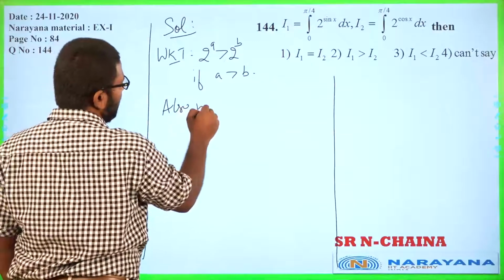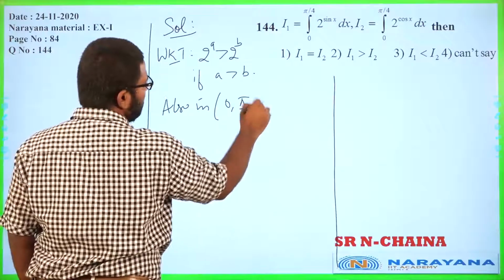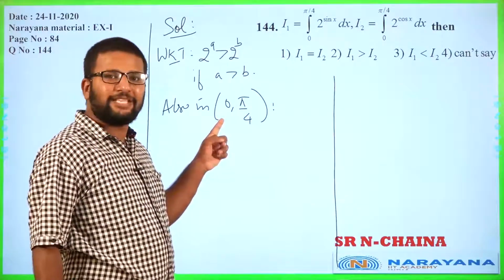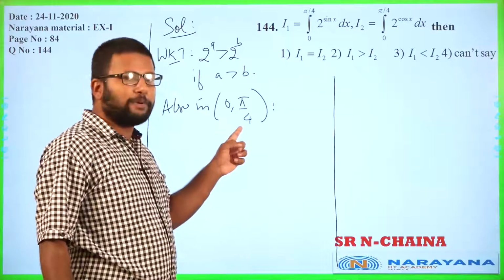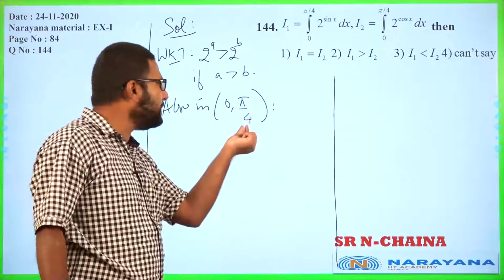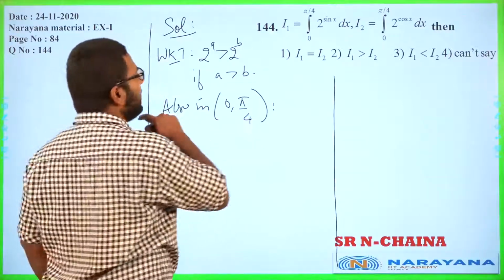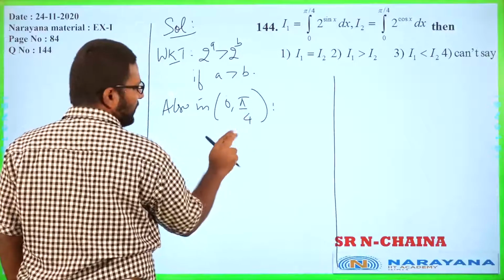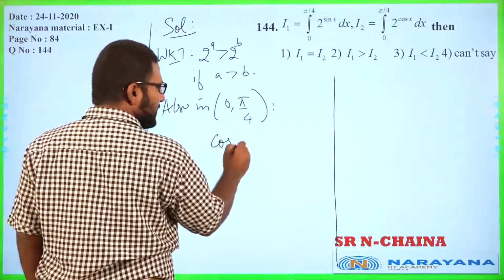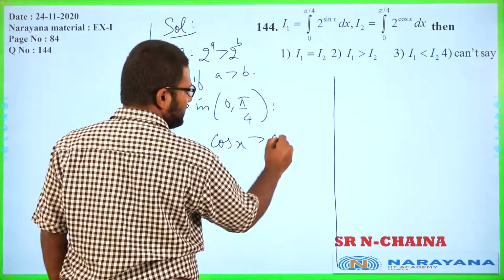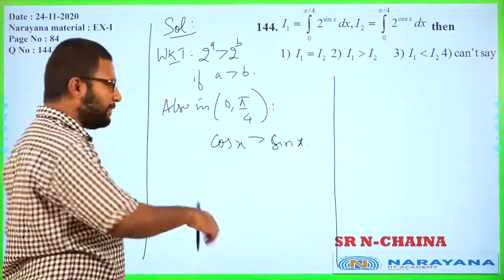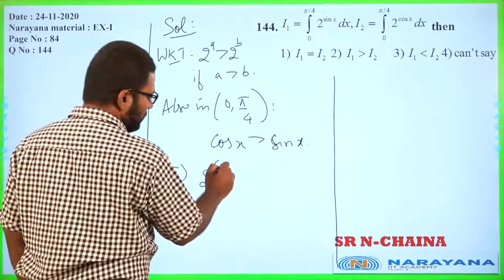Also, in 0 to pi by 4, which one is bigger? Think about sin 0 and cos 0. Clearly cos 0 is 1, which is bigger, and sin pi by 4 and cos pi by 4 are actually equal. So cos will reduce, sin will increase, and they will meet at pi by 4. But the point pi by 4 is not included, right? This is an open interval, so the end point is not included, which means we can say strictly cos x is greater than sin x.